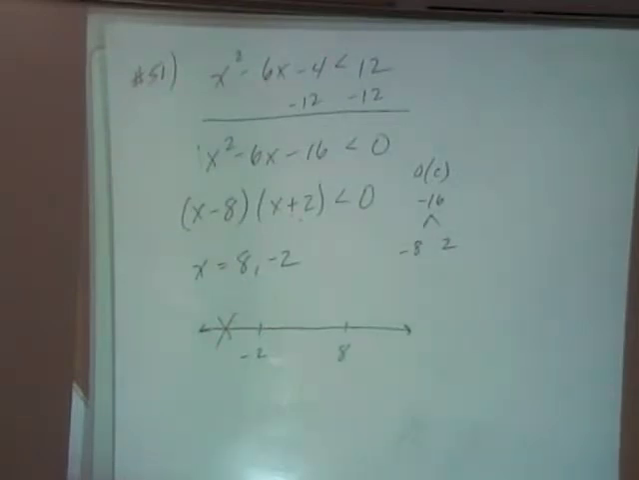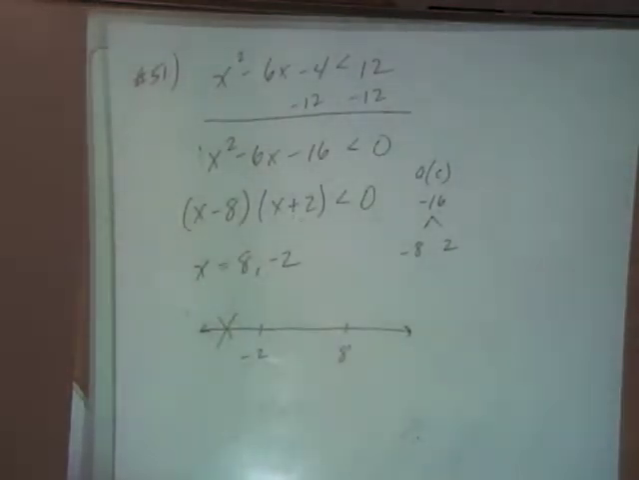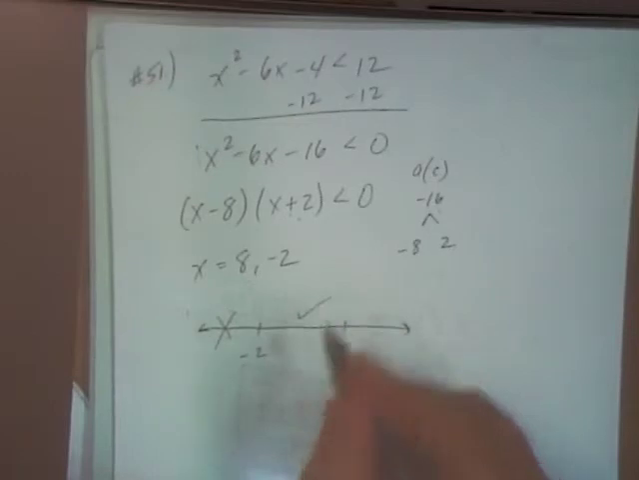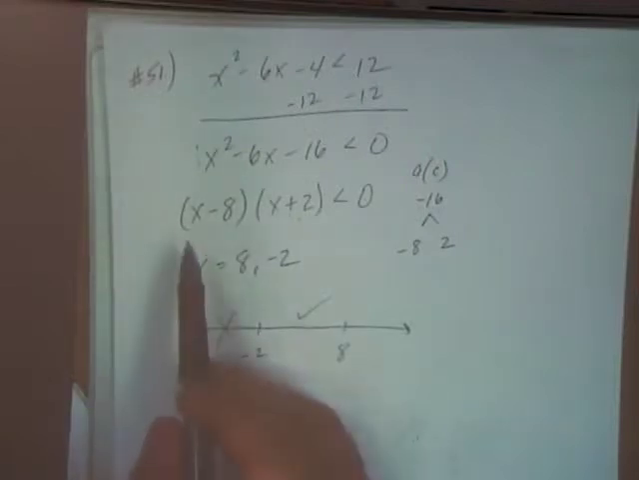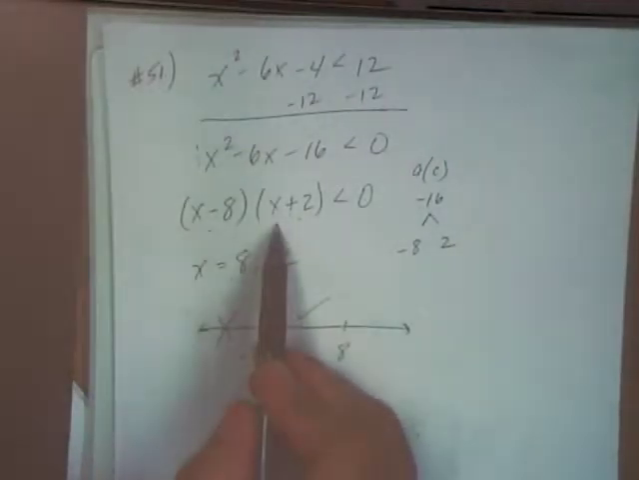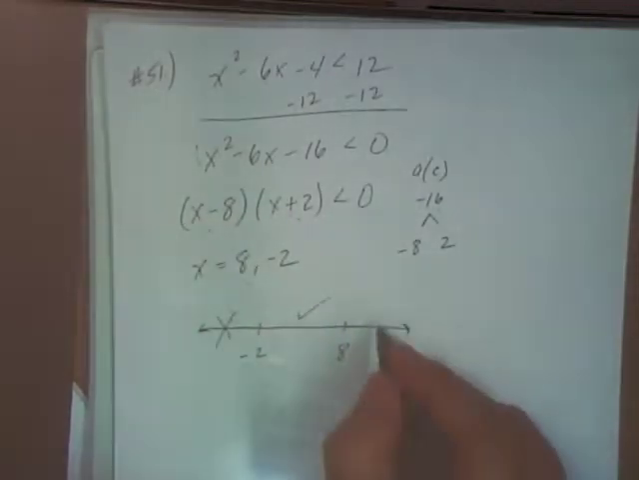What are we going to plug in to check that middle region? 0. 0 would be a good idea, right? So I got negative 8 times 2. It's a negative number, definitely less than 0. That part works. Now the last region: 10. Positive times positive is positive, not less than 0, so it won't work.